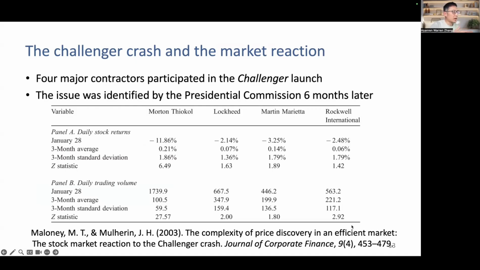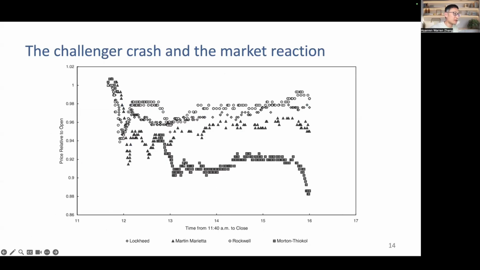So it seems that the public knows something, right? So even though the real reason causing the crash was not identified, some private information about the cause of the crash has already been incorporated into the stock price. So based on the change in the stock price of the different companies, if you believe that private information has already been incorporated into the stock price, we can suspect or predict that Morton Thiokol is the contractor that is responsible for the issue, right?